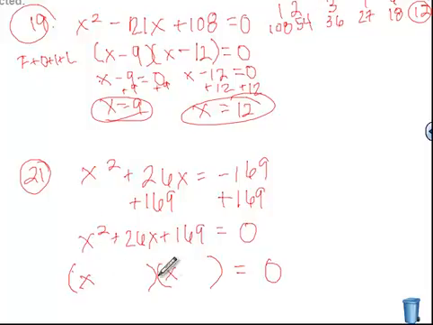You just start x times x. We're going to get x squared. Right, but now we need to figure out what are two numbers that multiply to be 169 when you take these last numbers of each one of these factors. When you multiply them, they'll equal this last number.